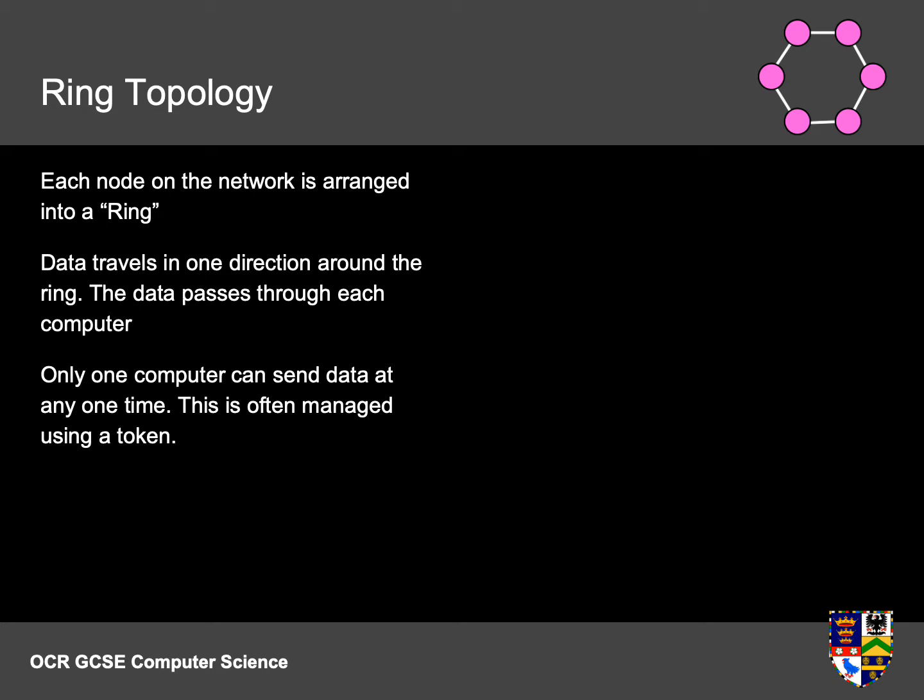Now, because it only travels in one direction, and to avoid there being so much traffic that becomes overwhelmed, only one computer can send data at a time, and it's often managed by something called a token. The token passes between each computer, and that token gives that computer the ability to send data out to another computer on the network. If a computer is waiting for that token, it essentially cannot send data on that network.